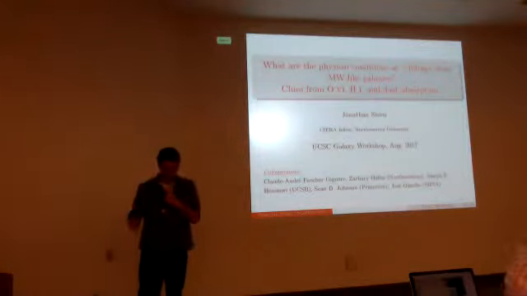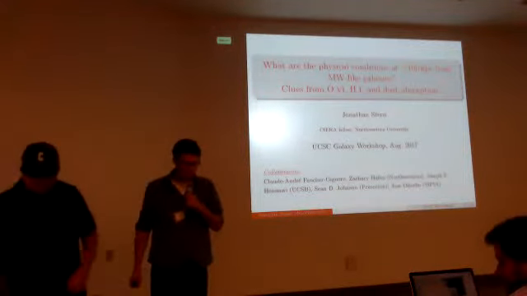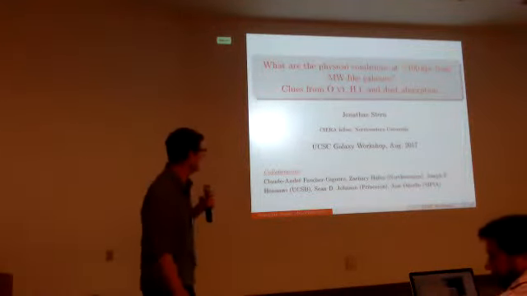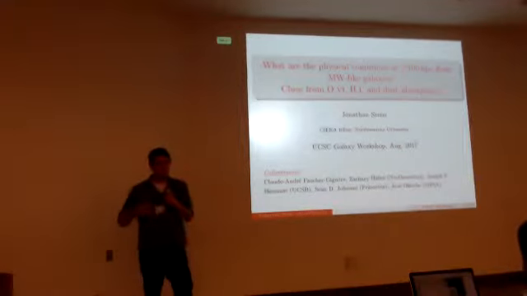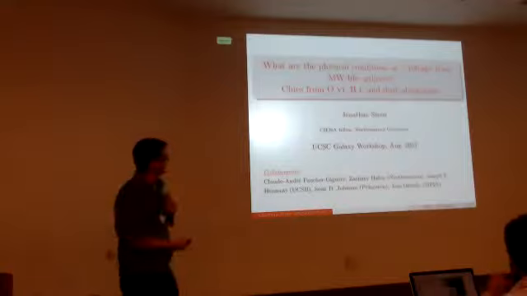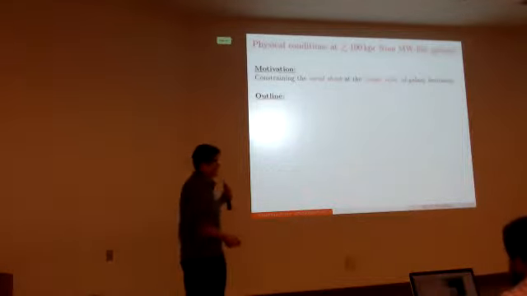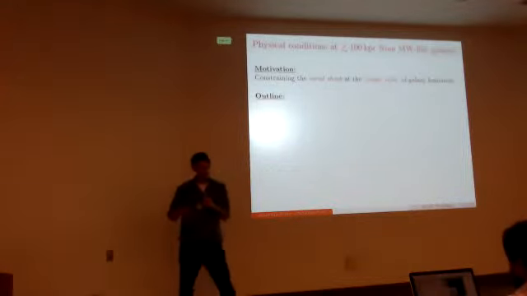Okay, so I'm Jonathan Stern. I'm a Sierra Fellow at Northwestern University. And I want to talk to you today about using observations to infer the physical conditions in the CGM. And specifically, I'm going to talk about the CGM of Milky Way-like galaxies.